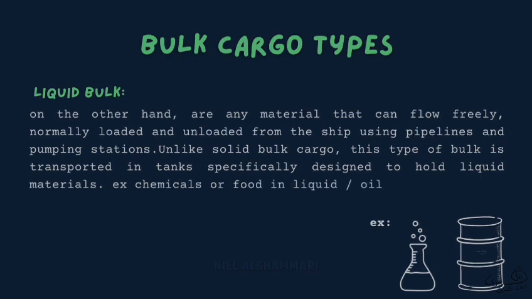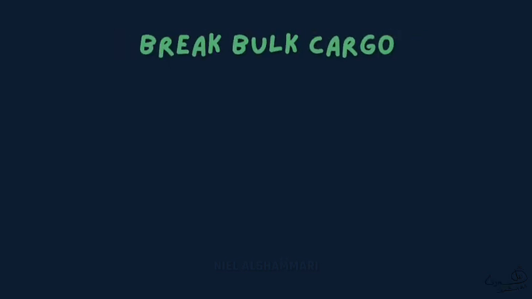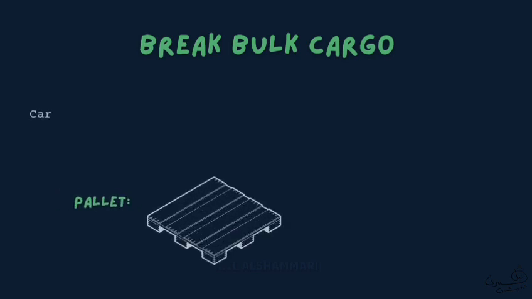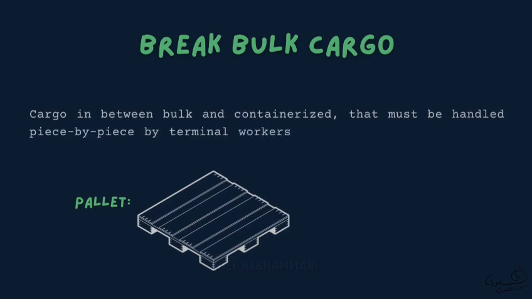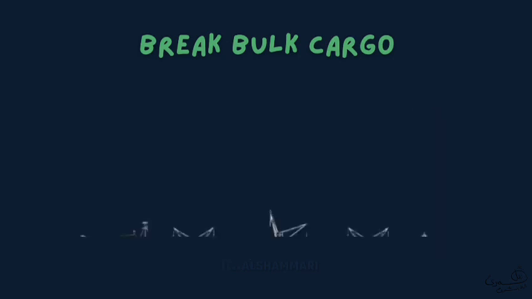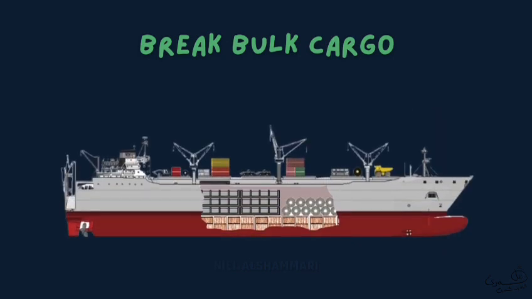Let's go to the second type, break bulk cargo. This is cargo in between bulk and containerized, that must be handled piece by piece by terminal workers, often stored in boxes and stacked on pallets. It shows how they containerize the goods in break bulk cargo. It can be loaded on deck or between deck, and can be loaded under deck.